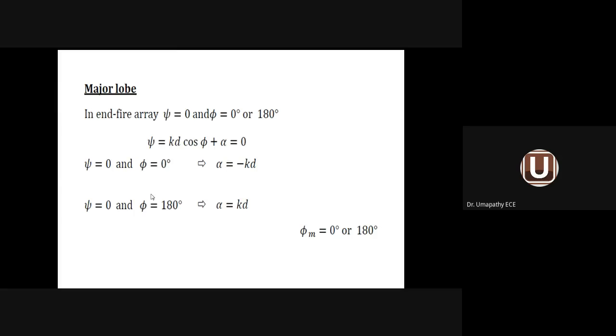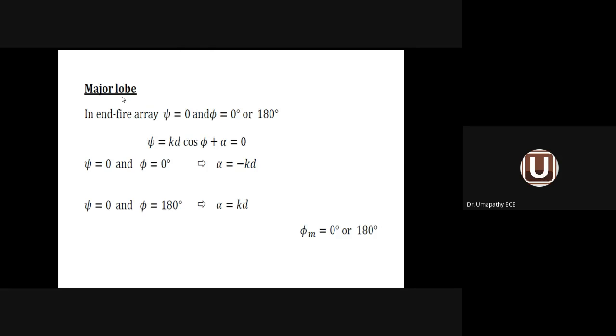Again, I am going to calculate 5 parameters. One is the major lobe. Second one is the null point. Third one is secondary maxima. Fourth one is beam width. Fifth one is directivity. Thereby broadside array or end-fire array will come to an end.